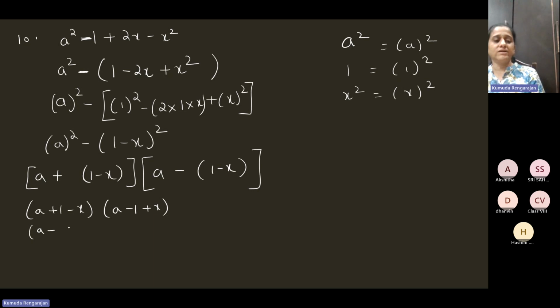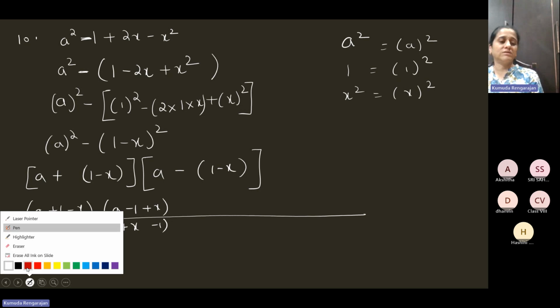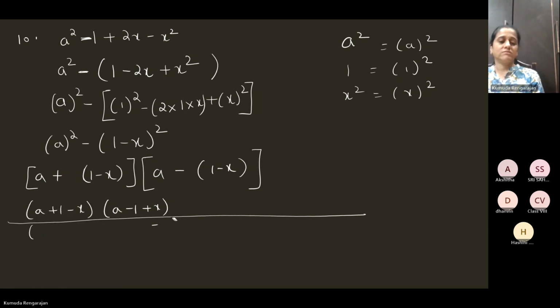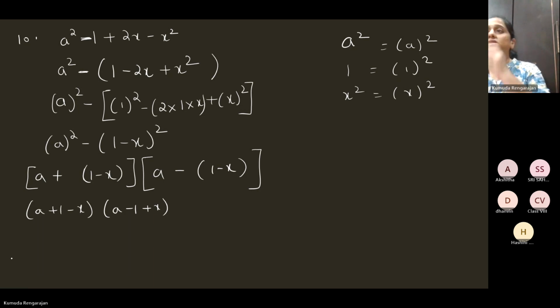If you want, you can just write A and x first and then minus 1. If you want, you can write this step. Very good. Or you can stop here also. You can stop here. If you want, you can write this step. Okay, one. That's the answer.